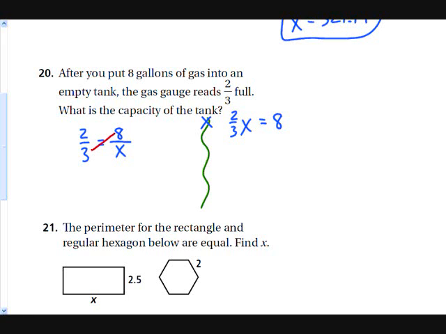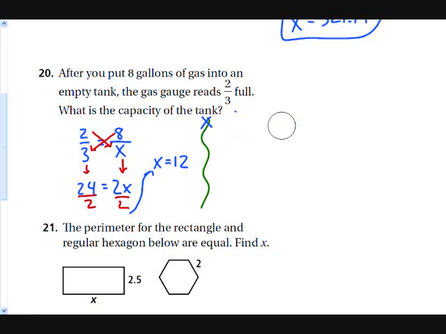With the proportion, then I cross multiply. So that's going to give me 24 equals 2x. And now I just have to divide each side by 2. So when I do that, I find out that x equals 12. So 12 gallons.